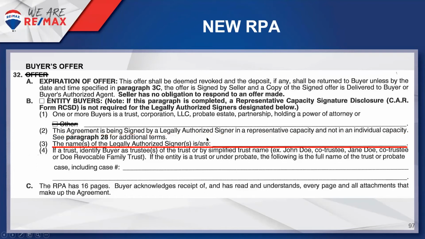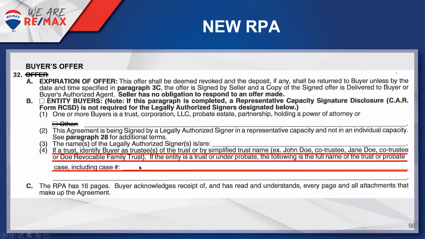So now you name the authorized signer right here. That'll be the name of the person who holds the power of attorney. That'll be the name of the VP who has the authority to buy property. That'll be the name of the trustee. And of course, if it's a trust, then you identify the entity in total. And if it's a probate, you include the case number, and you have 2 blanks to list the entire title of the trust or the entity.